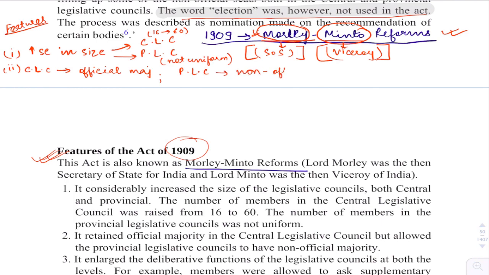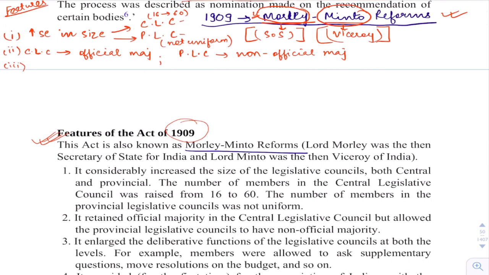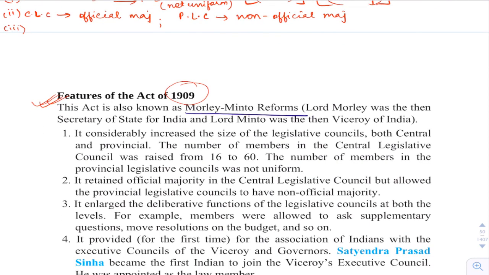नॉन ऑफिशियल मेजॉरिटी. I do not have the space, but if you had the space, you can also just include this point here also with the name of the council only. So it will just reduce your points also and it will help you in remembering the things better. Third is enlarge the deliberative functions of the legislative councils at both the levels. Okay. For example, members were allowed to ask supplementary questions, move resolutions on the budget and so on.